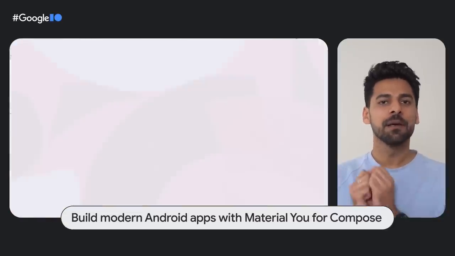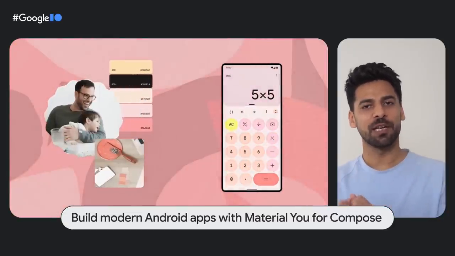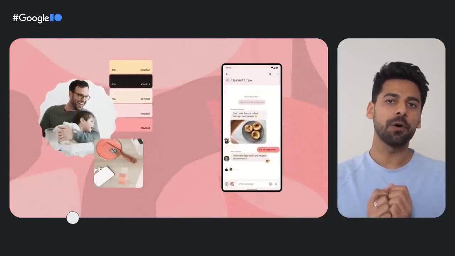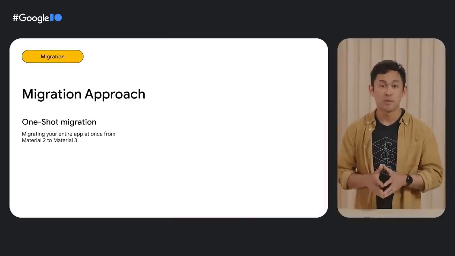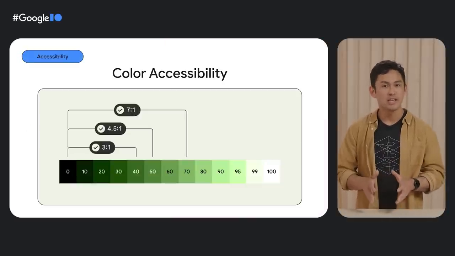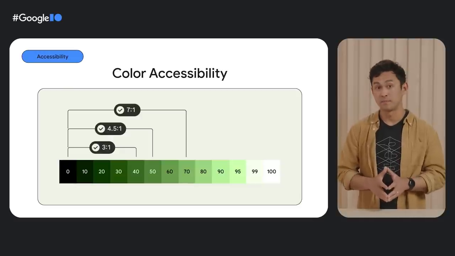Learn more about new enhancements and updates in Build Modern Android Apps with Material You for Compose. There, you'll learn about new components added in M3, how you can migrate to it from M2, and how accessibility is a foundational pillar for Material 3.